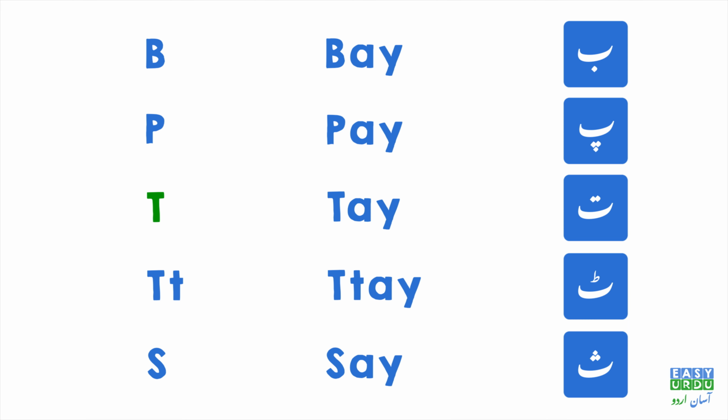This letter makes the dental sound in Urdu alphabet. Te. In English it sounds like double T, and this letter makes the retroflex sound. Se. In English it is S.